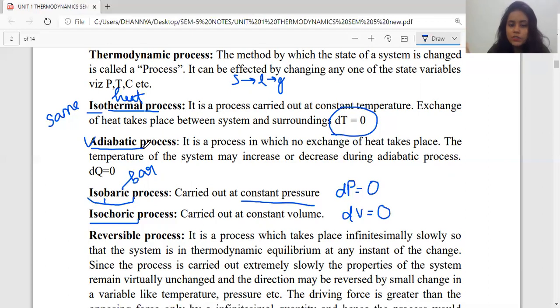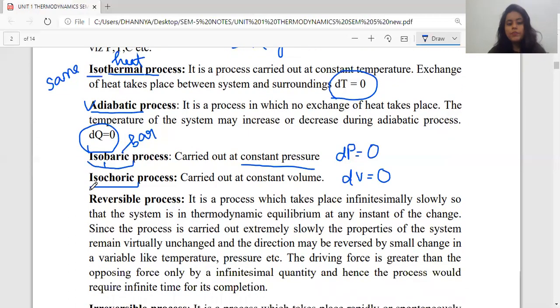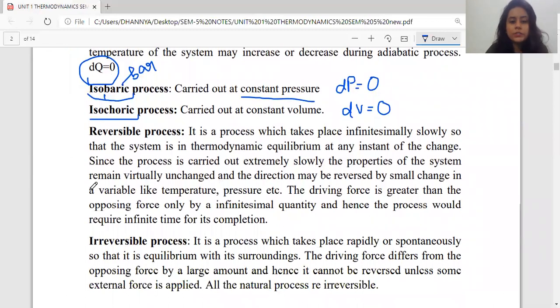Even if the temperature of the system is increasing or decreasing during the adiabatic process, there won't be any exchange of heat occurring. So what we can assume from here is that the value of dQ is equal to 0 in the case of adiabatic processes. Then we have the reversible or the irreversible processes that we understand.